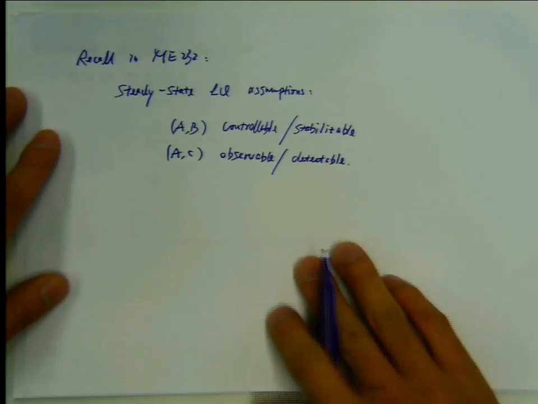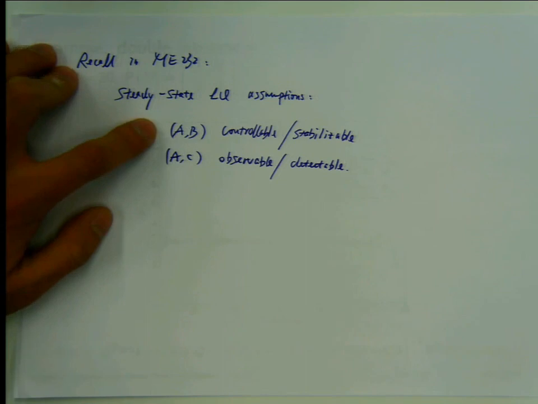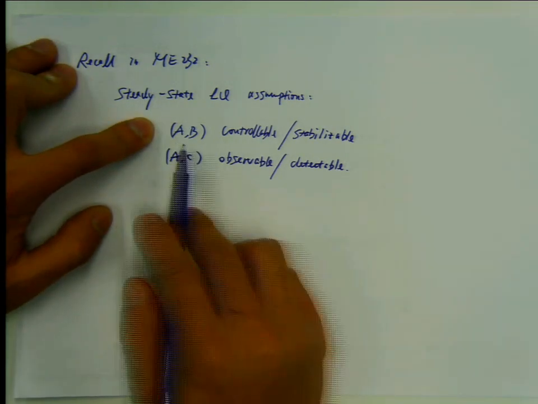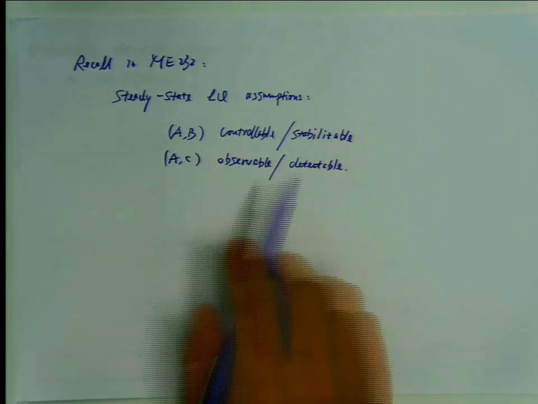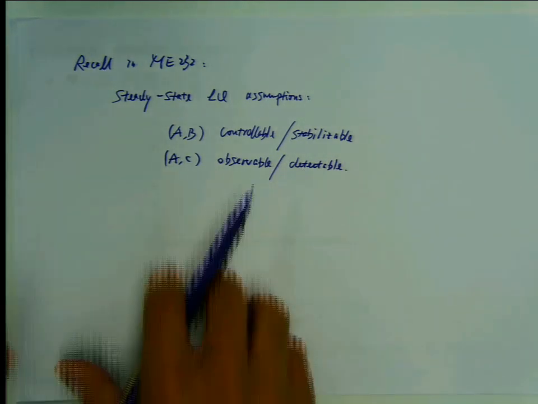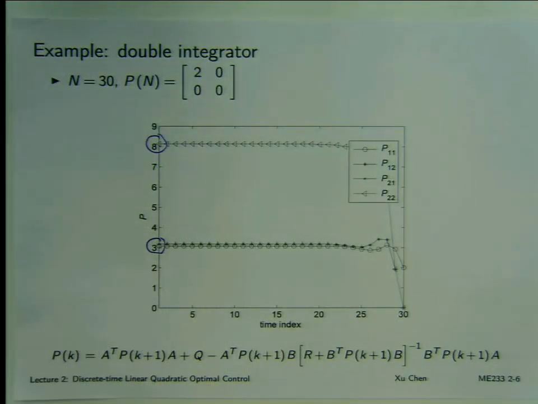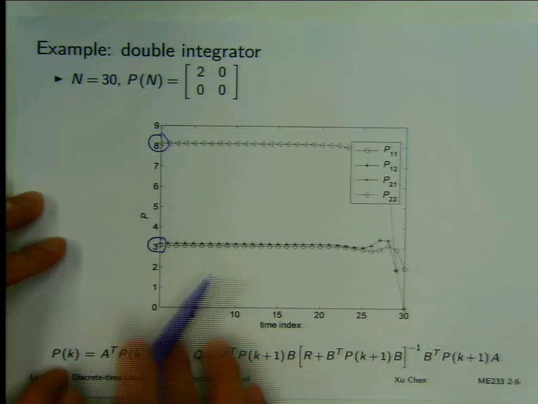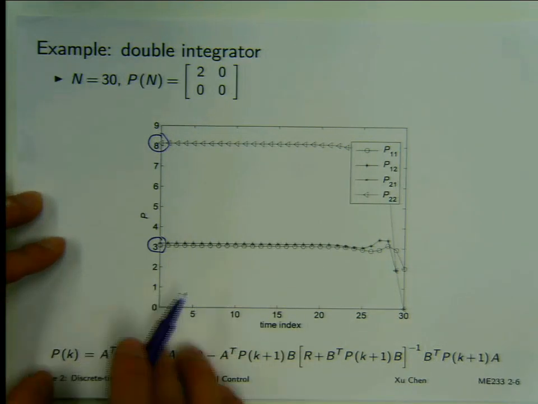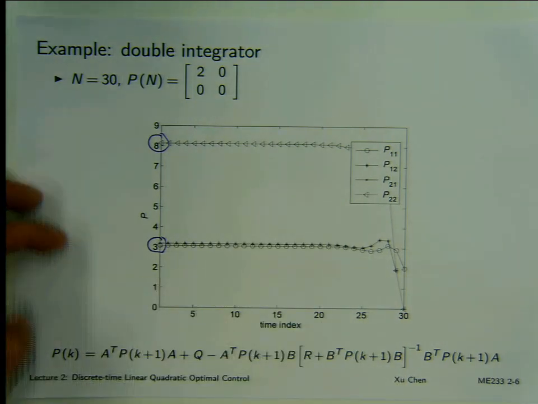If you review ME 232, these are the assumptions for a steady state LQ problem to exist. The AB pair has to be controllable or stabilizable, and the AC pair has to be observable or detectable. These two conditions are for different situations to occur. Controllability is for the Riccati equation to converge. The observability condition is not related to the convergence of the Riccati equation. That's for something else.